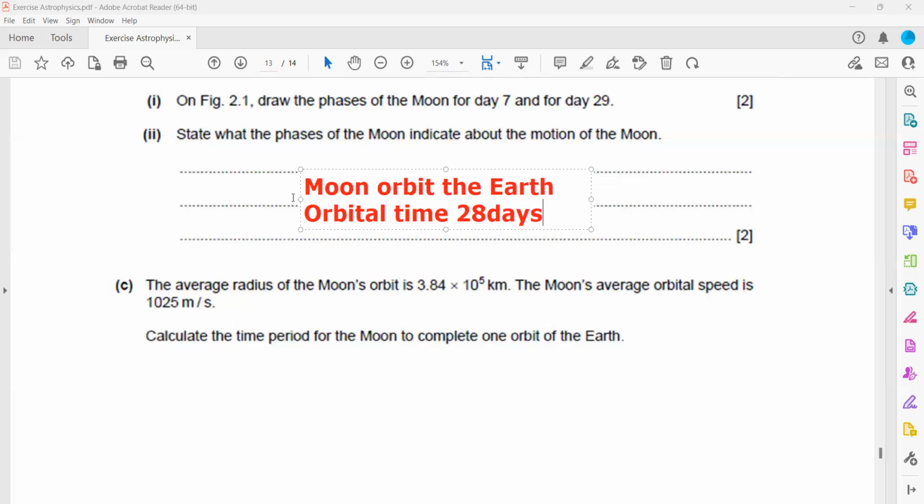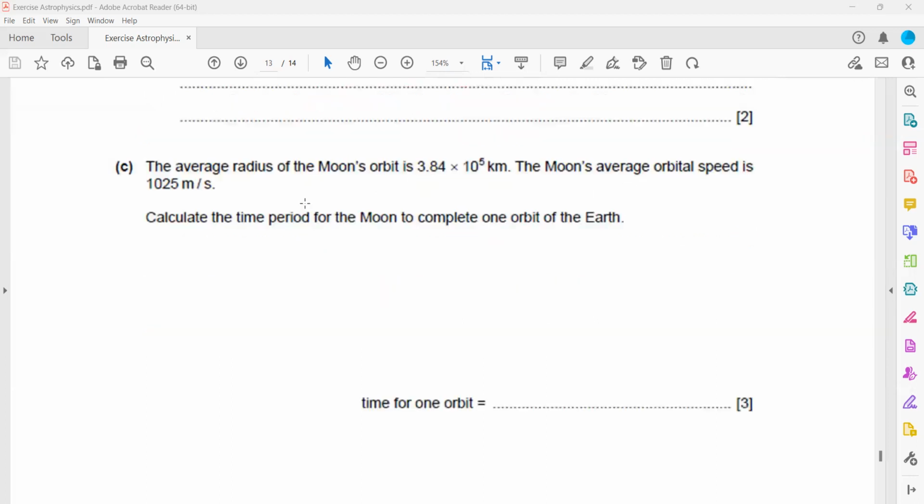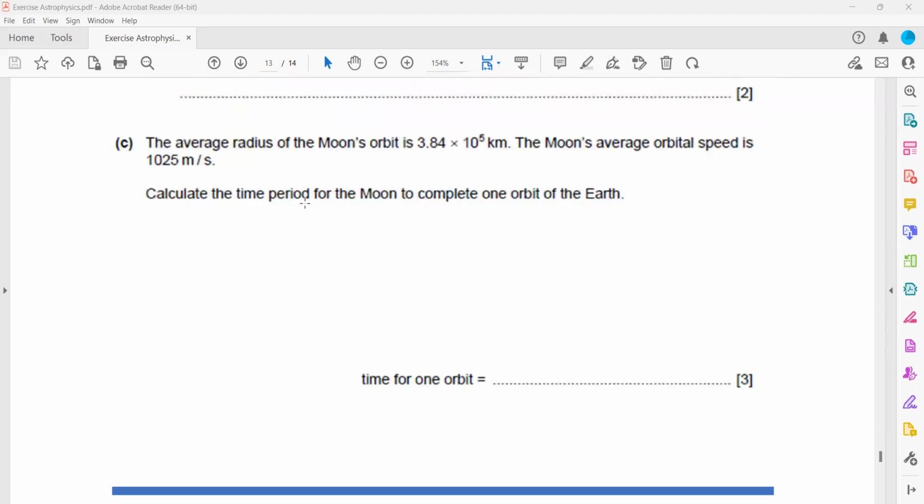The average radius of the moon's orbit is 3.84 exponent 5 kilometer. The average orbital speed is 1025. Calculate the time period of the moon to complete one orbit. Now for this, if the distance is given in kilometer, the speed should be in kilometer per second, or if the speed is in meter per second, the distance should be in meter as well. So we have to convert the units.